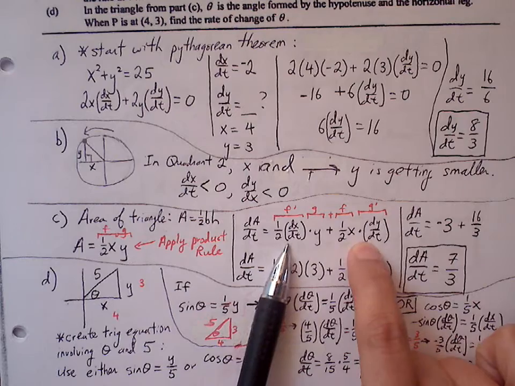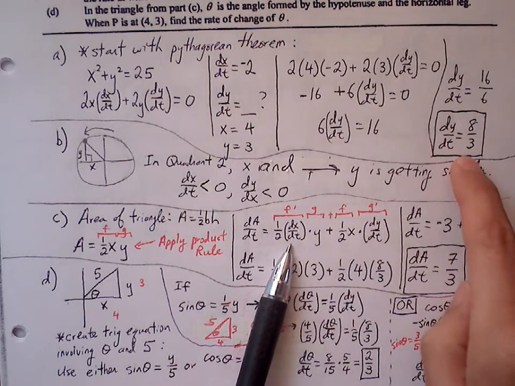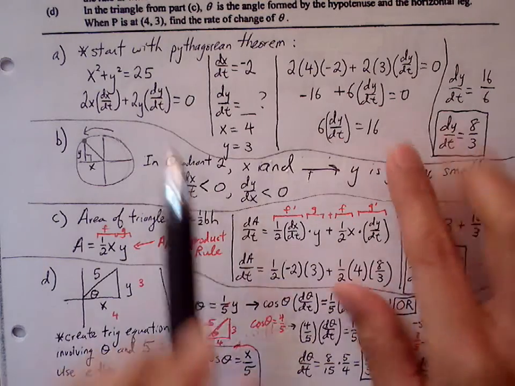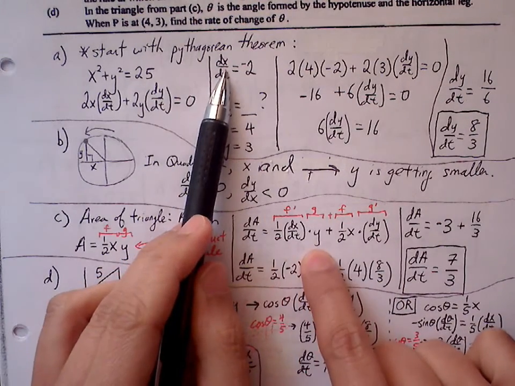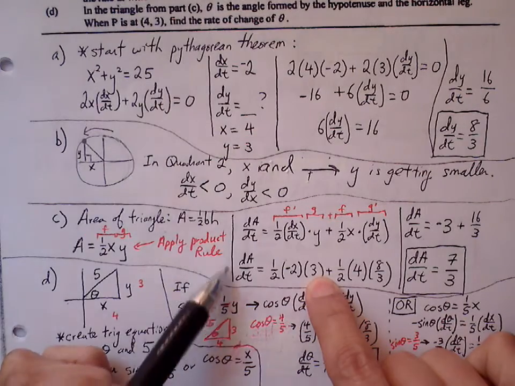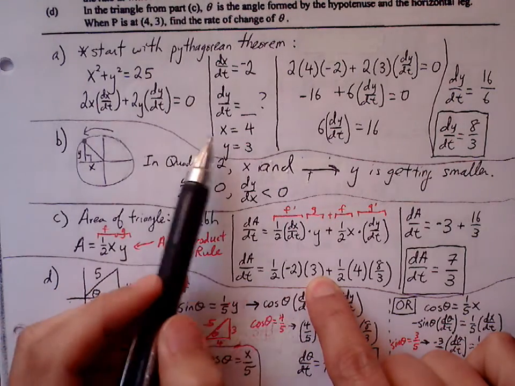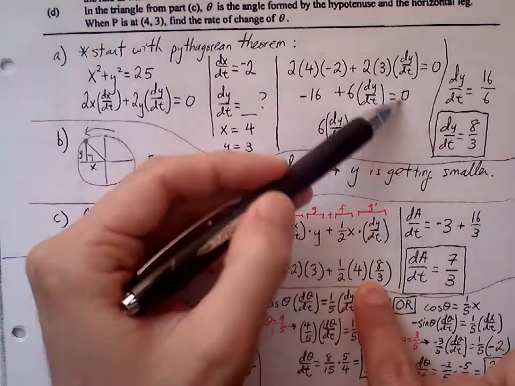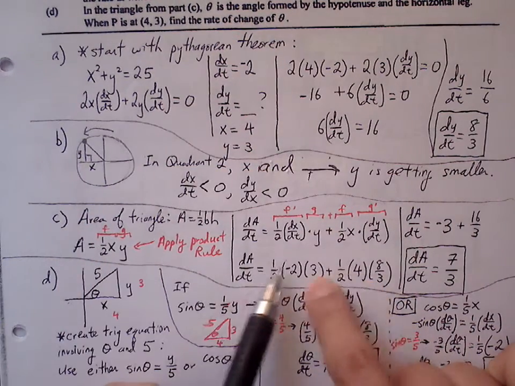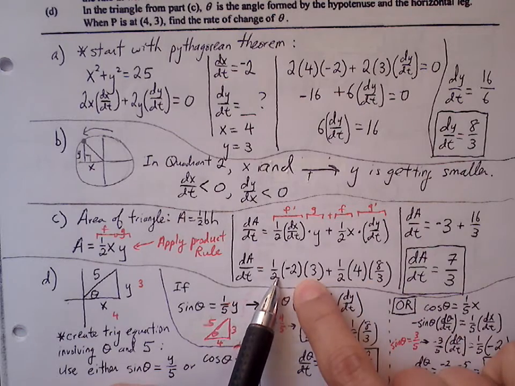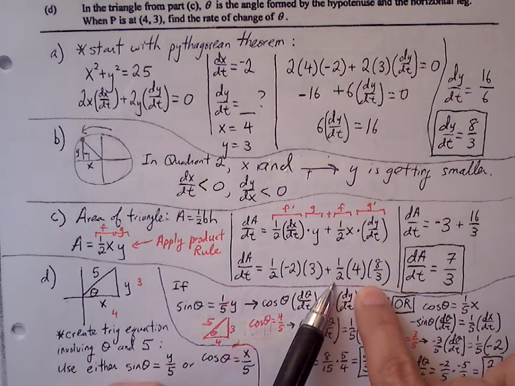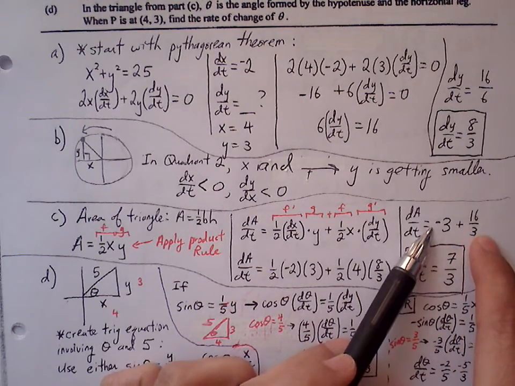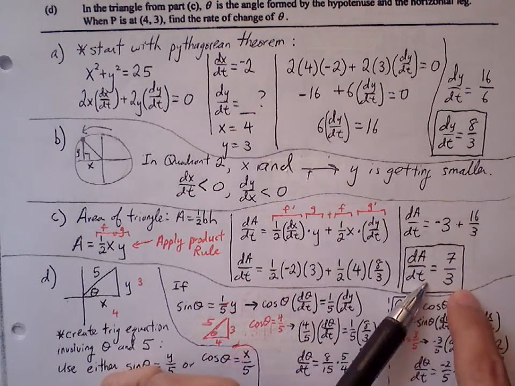We have the information that we have gathered from part A, so we can just start inserting them in. dx/dt is -2, right? Y is 3, the y value is 3. X is 4, and then dy/dt from part A is 8/3. So we insert those values in, clean that up. This becomes -3. This becomes 16/3. -3 plus 16/3 is the same thing as -9/3 plus 16/3, which is 7/3.